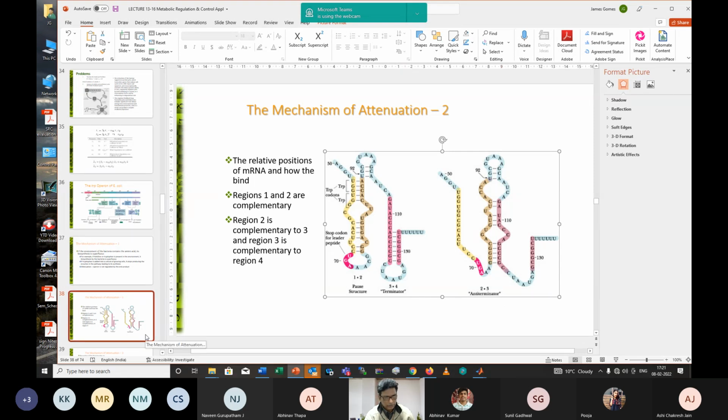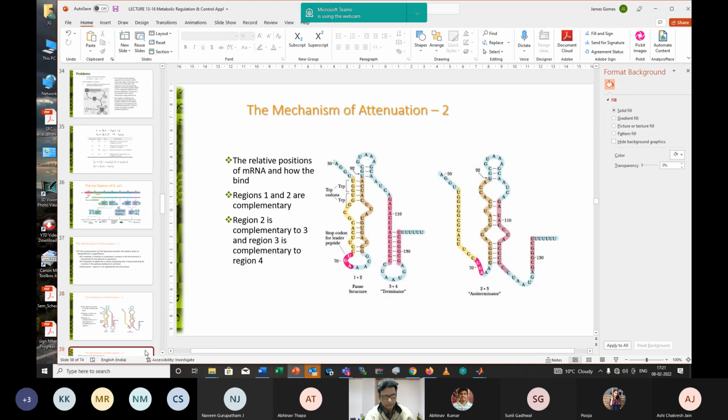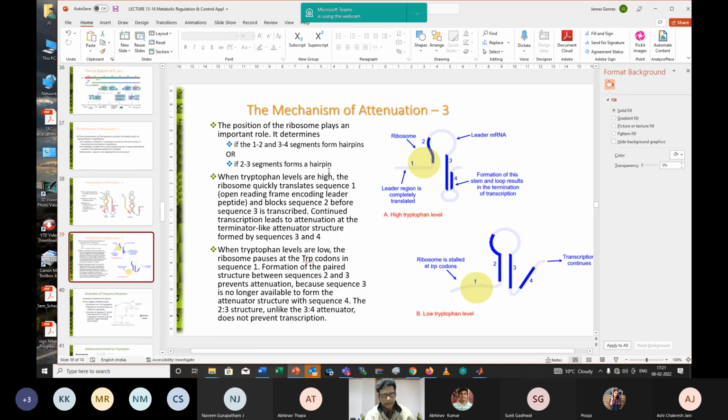Now, let us look at how this works. Very simply, if the tryptophan present is below the threshold required by the cell, then synthesis gets initiated, because the tryptophan will no longer bind to the repressor. The repressor site is released, and when the RNA polymerase comes, it starts synthesizing.